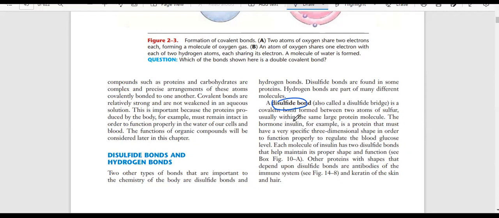Okay, here disulfide bond means it is the bond of two sulfur atoms. Two sulfur atoms means one sulfur here, and one sulfur here. So we have disulfide: one sulfur, two sulfur, disulfide. The combination of this is important. Why is this important? To maintain proper shape and function.